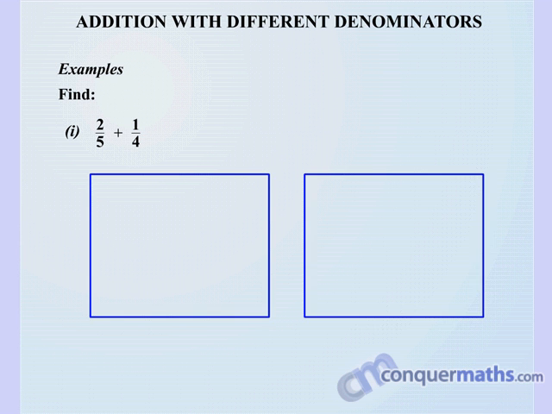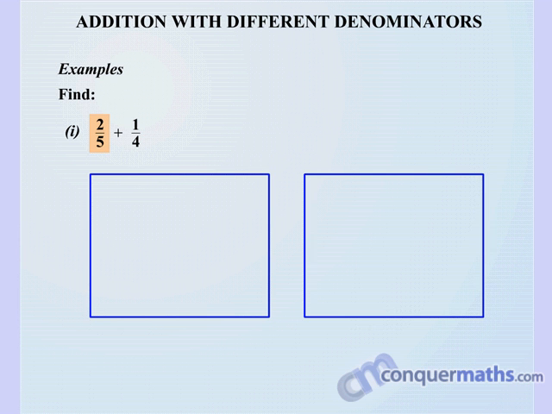Now in this lesson we're looking at addition with different denominators. Examples. Let's find firstly 2/5 plus 1/4. Now we can see then that the denominators are different. We'll start by way of illustrating with a diagram. We have 2 wholes there.